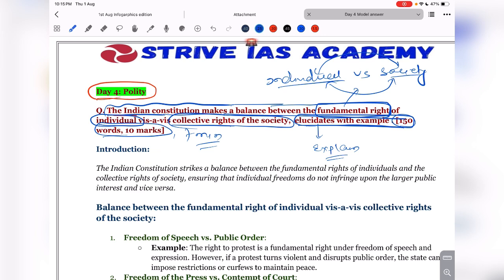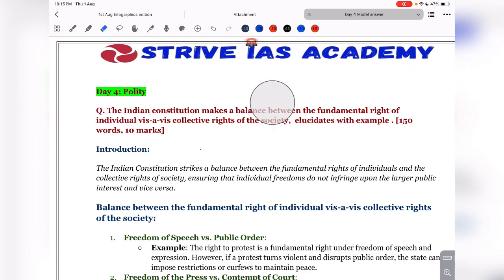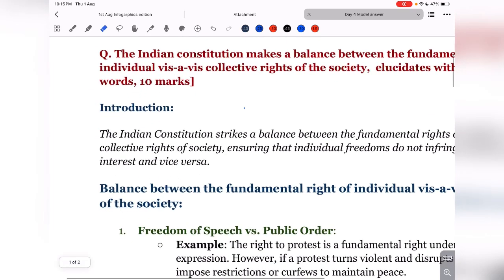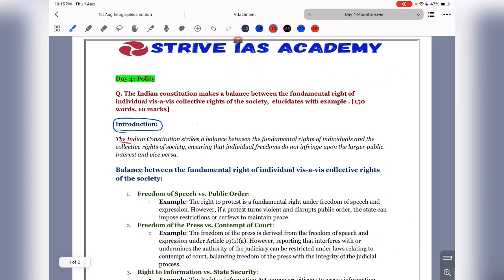Already, dear student, I have discussed how you can write a very good answer framework like introduction, body and conclusion. Please watch the first lecture, that is the basics of answer writing. I have already discussed that. So as I have already mentioned, you need to write a good introduction. Here you can write: the Indian constitution strikes a balance between the fundamental right of individuals and the collective right of the society, ensuring individual freedom does not infringe upon the larger public interest and vice versa.